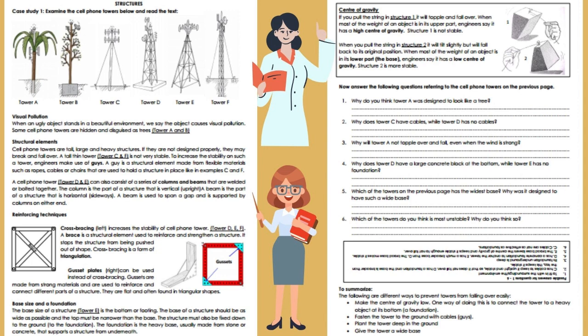To summarize, the following are different ways to prevent towers from falling over easily. Make the center of gravity low. One way of doing this is to connect the tower to a heavy object at its bottom, a foundation. Fasten the tower to the ground with cables, guys. Plant the tower deep in the ground. Give the tower a wide base.